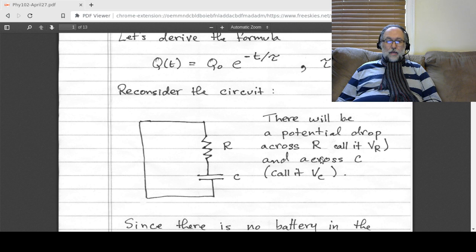Wait, there's a question. Should we be using MKS for all the problems on the final? I would say yes and no. When you plug into the equations, work in MKS. But of course, for the answers, I might move the decimal over and switch to some metric prefix.